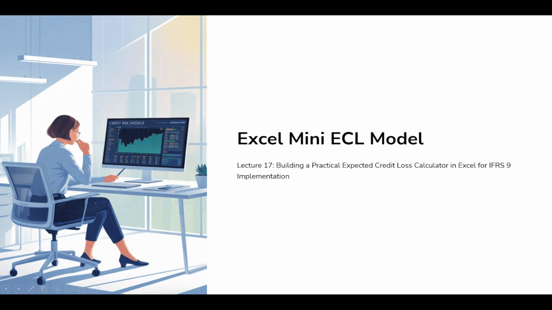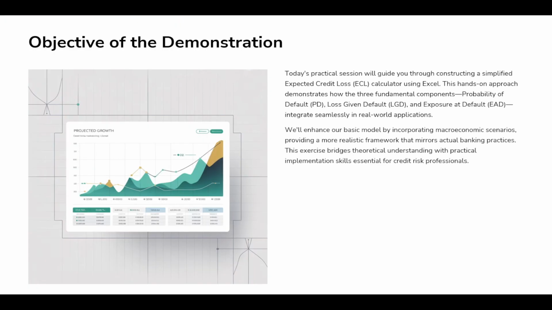In this lecture, we'll build a simple expected credit loss calculator in Excel to demonstrate the mechanics of IFRS 9 in practice. The goal of this exercise is to combine probability of default, loss given default, and exposure at default into a working calculation. This will help you see how the theory translates into numbers.